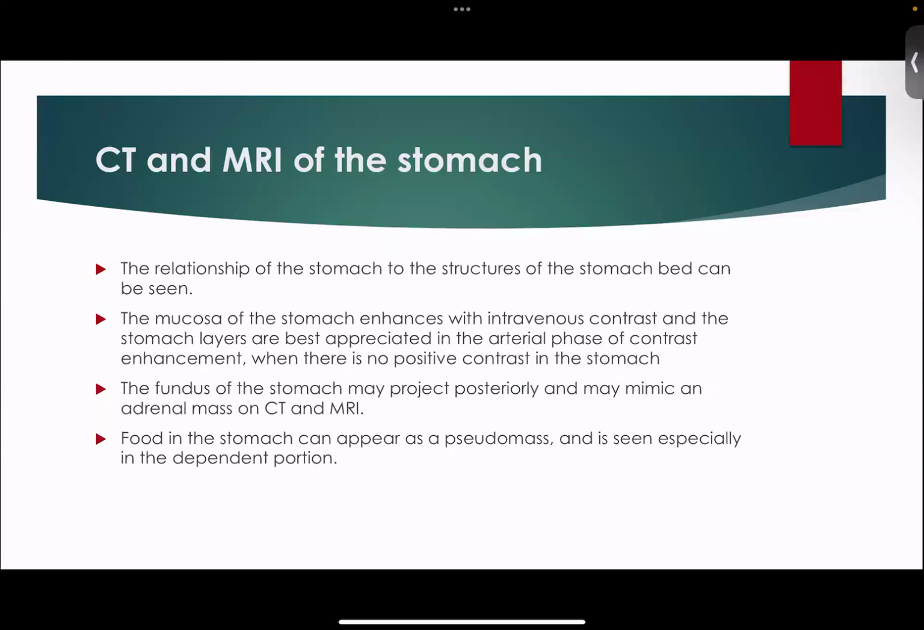And the wall of stomach will, as we say, take contrast, of course, when there is no positive contrast in the stomach. The fundus of stomach may project posteriorly and mimic an adrenal mass on CT and MRI. Foods in the stomach can appear as pseudomass and is seen especially in the dependent portion.